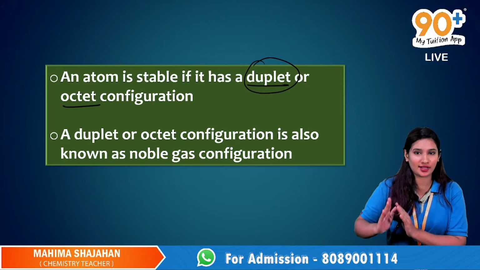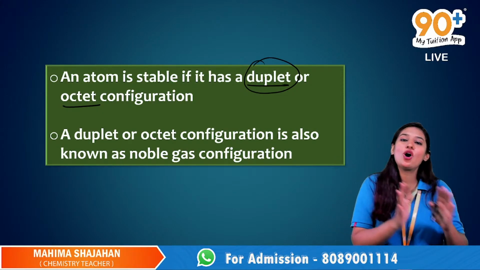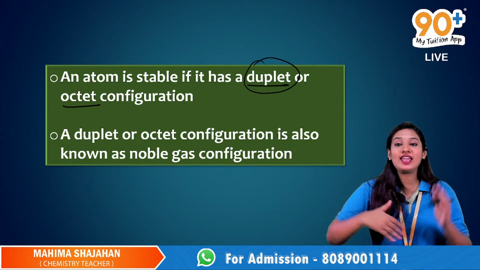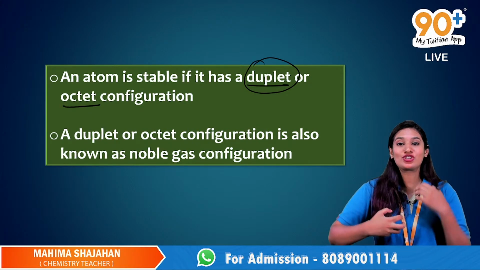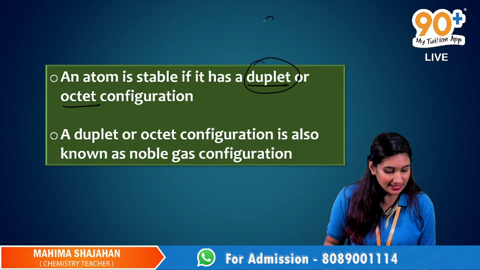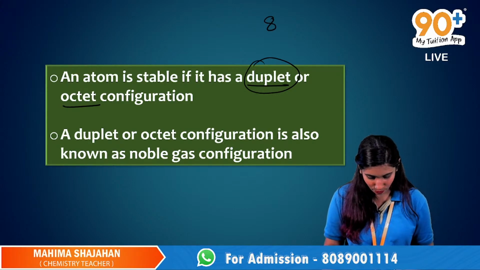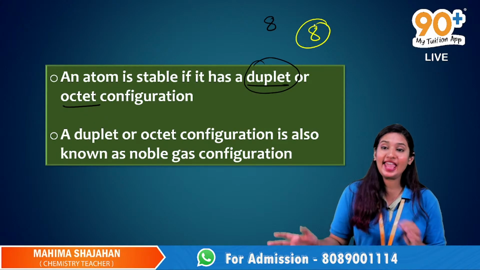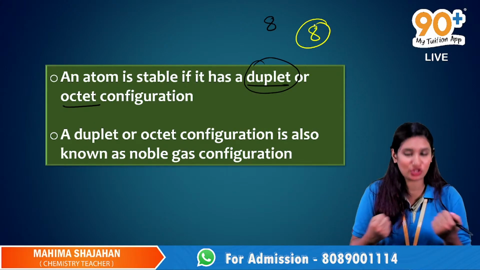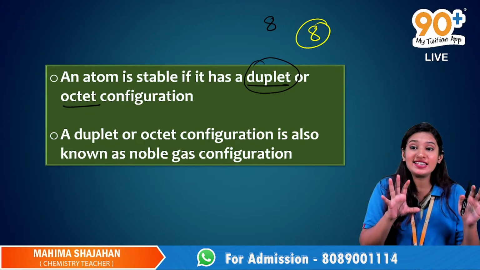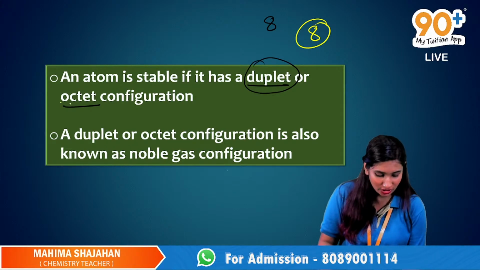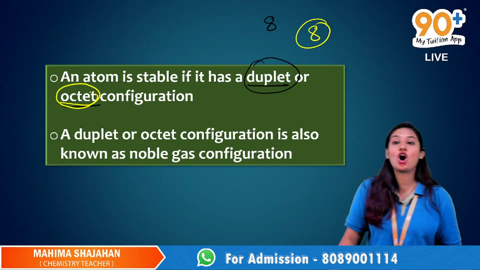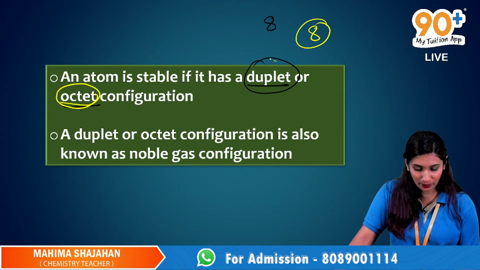It is only for helium. Okay, rest all other atoms, they will somehow try to attain 8 electrons in their outermost shell. Okay, what will they do? They will somehow achieve 8 electrons in the outermost shell. Okay, since it's 8, that is why it is called octet configuration. Okay, octet configuration. This duplet is only for helium. Okay, it is for helium.